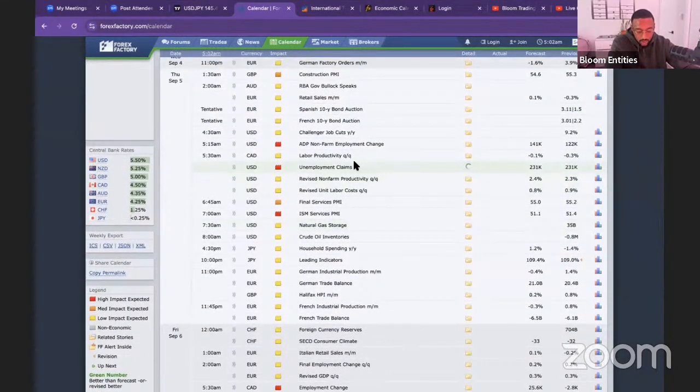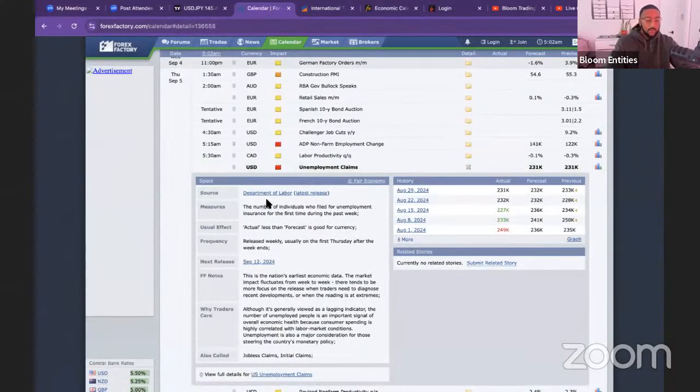And this is what I really wanted to get to from the Department of Labor, unemployment claims releasing on Thursday. Again, I'll note that we have about a minute and a half until our red folder drops this morning. But unemployment claims, let's break this down a little bit. Let's read through this. Unemployment claims measures the number of individuals who filed for unemployment insurance for the first time during the past week. That's important for the data right there. Filed for unemployment insurance for the first time.